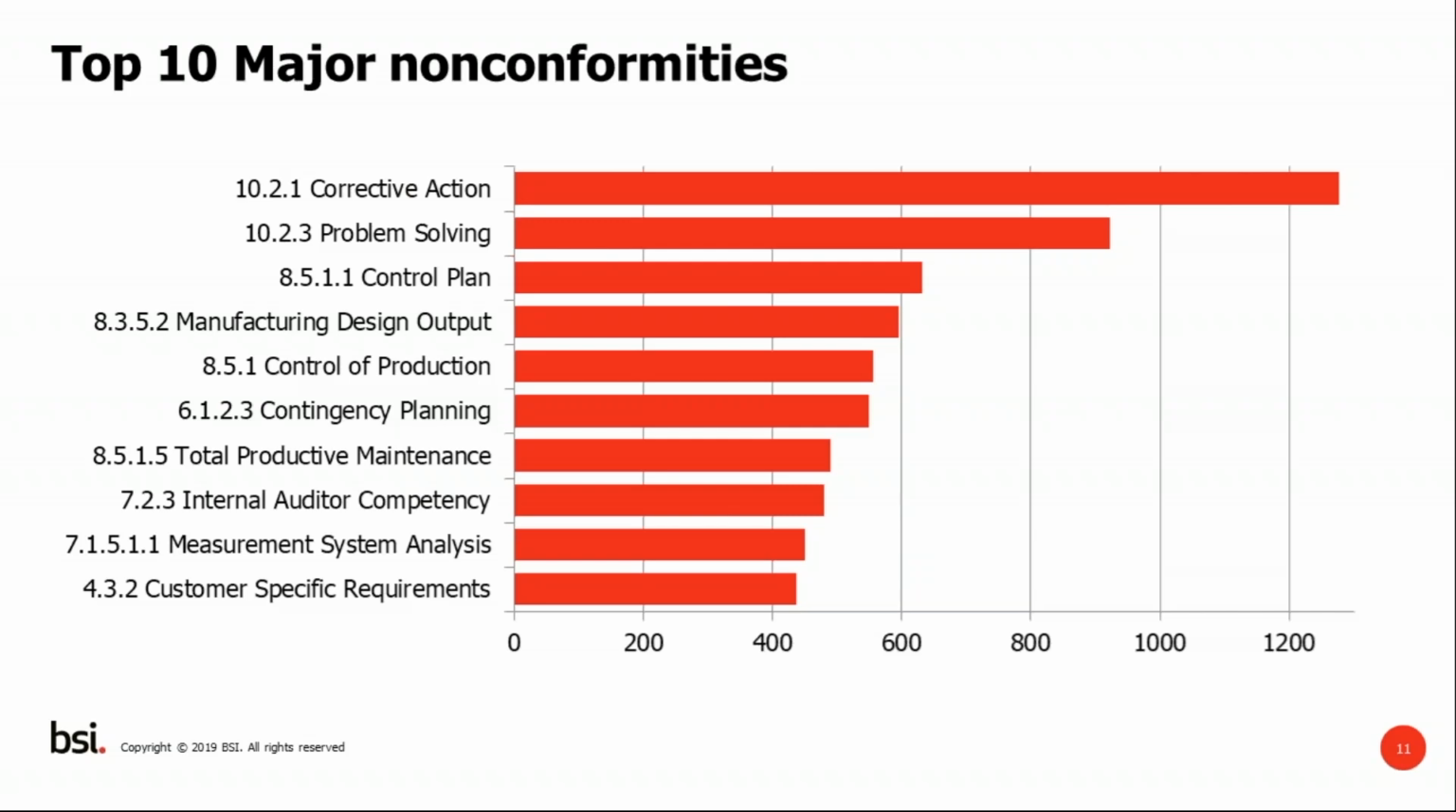And as we can see, the top 2 major nonconformities you can combine together more or less: corrective action and problem solving. And then of interest, the 6th largest nonconformity is contingency planning. So let's just have a look at where we are in terms of corrective action 10.2.1.